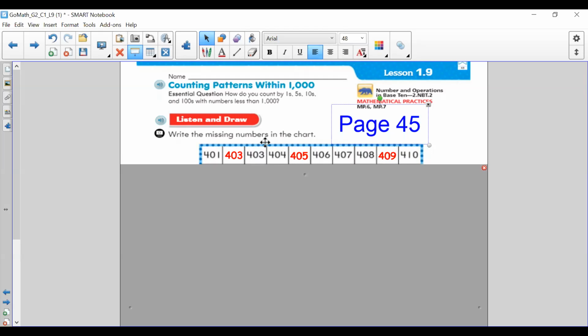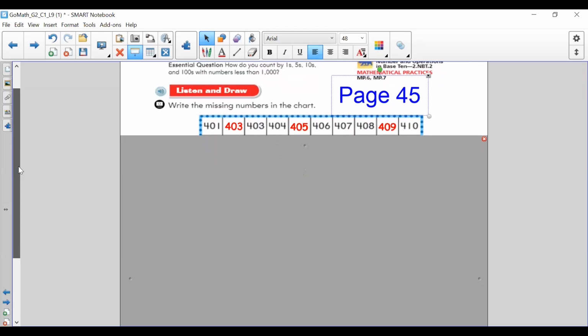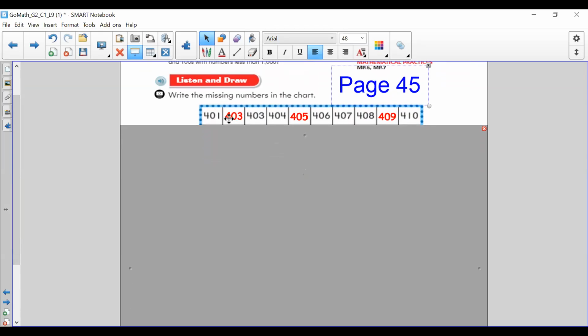Here's our first row. So we had 401. Oh, this one's not right. Well, we need to change that one right away. There we go. 402, 403, 404, 405, 406, 407, 408, 409, and 410. Now, why do we have a 0 in the middle of all of these in the first row until we get to 410? Let's see if anyone knows the answer to that question.